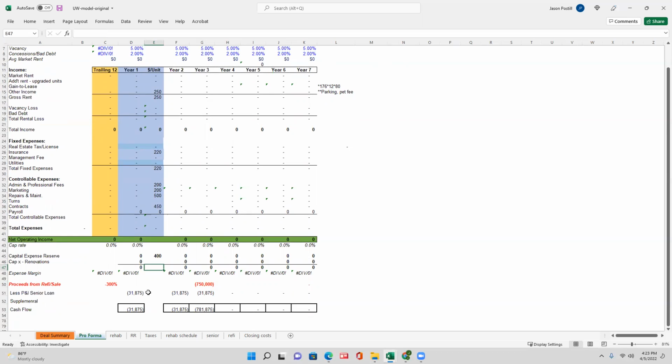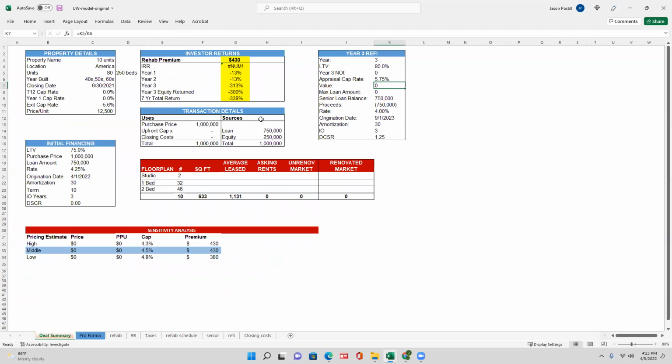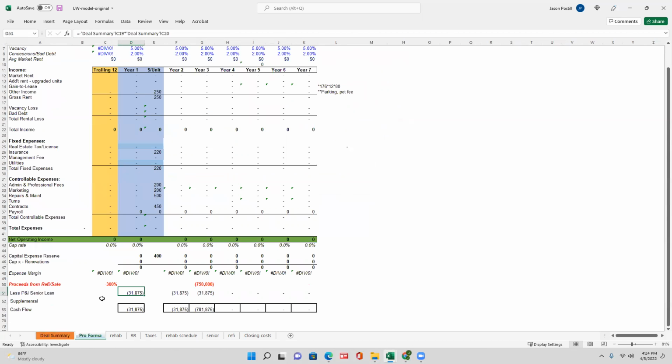All right, so all we have right now is a senior loan debt of 31,000, because this is pulling, you see the formula up here is pulling from what we plugged in right here. We plugged in the loan down here. So the debt coverage ratio on 750, this is interest only too for 3 years. If you want to check your math, 750,000 divided by 4 1/4 is 31,875, which is your number right here. So you can double check your work.